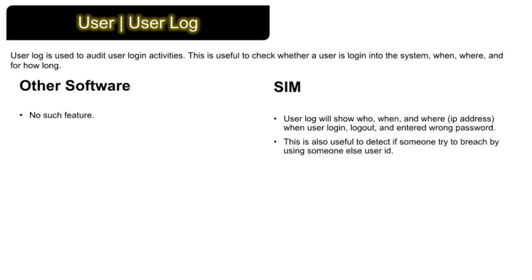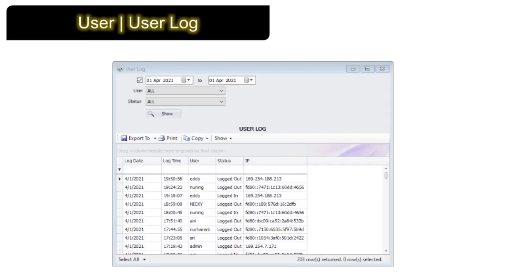For auditing purpose, SIM has a user log feature. With user log you can see when a user is logged into the system, when he logs out, and from where. This is useful when a user suddenly reports to you that his or her user is suddenly blocked for no reason. This may mean somebody is trying to log in using his or her user identity. With this log you can see when that happens and from which computer IP address. Other software normally does not have this feature. This is the sample interface for the user log.